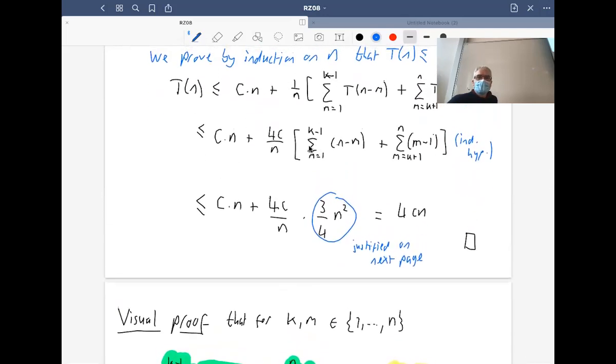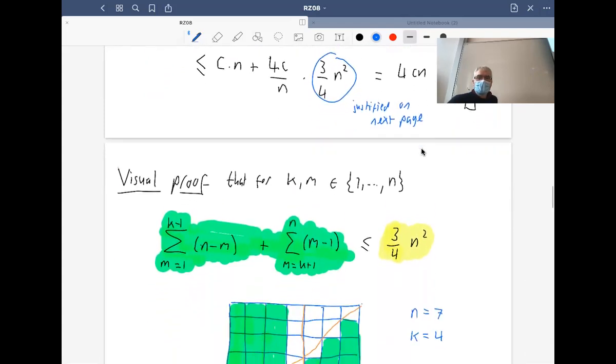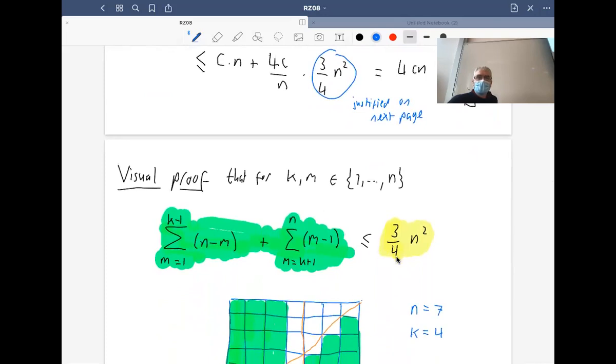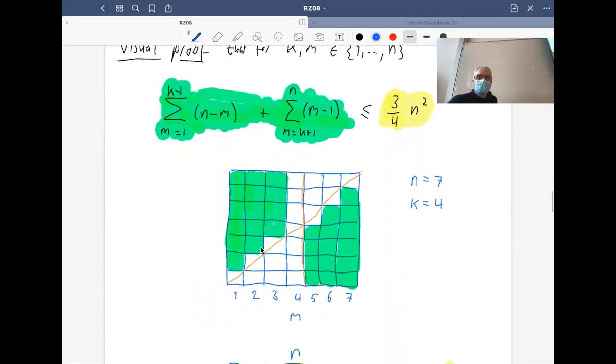And just to say, this inequality here, the sum from m equals 1 to k minus 1 of n minus m plus the sum of m equals k plus 1 to n minus 1, it's actually very easy to see that this is less than or equal to 3/4 n squared, because you'll recognize this picture as the one I already drew. It's got a bit more detail. Here we've got n equals 7, and I'm going to put k equals 4. If we add up the n minus m's on the left here, I've colored them in green. And if we add up the n minus 1's on the right here, I've colored them in green.